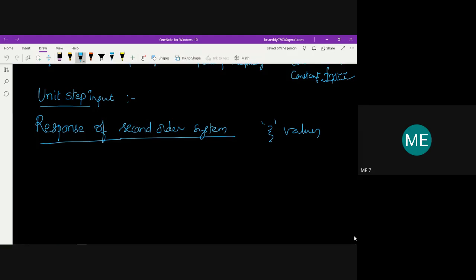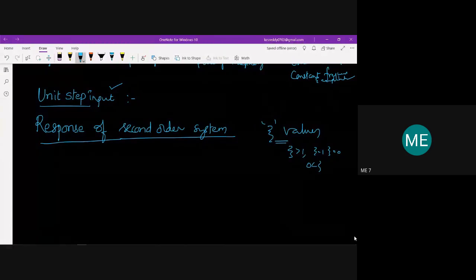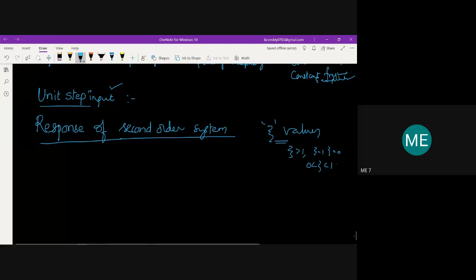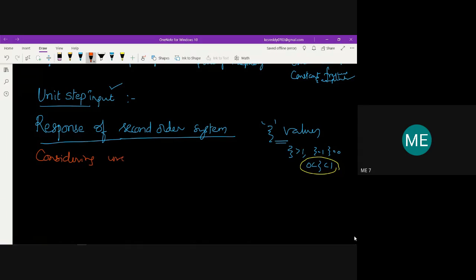Here, the input I have taken is a unit step input, and I have to consider the different zeta values. Zeta is greater than 1, zeta is equal to 1, zeta is equal to 0, and also 0 less than zeta less than 1. I am considering only one case, the underdamped case.